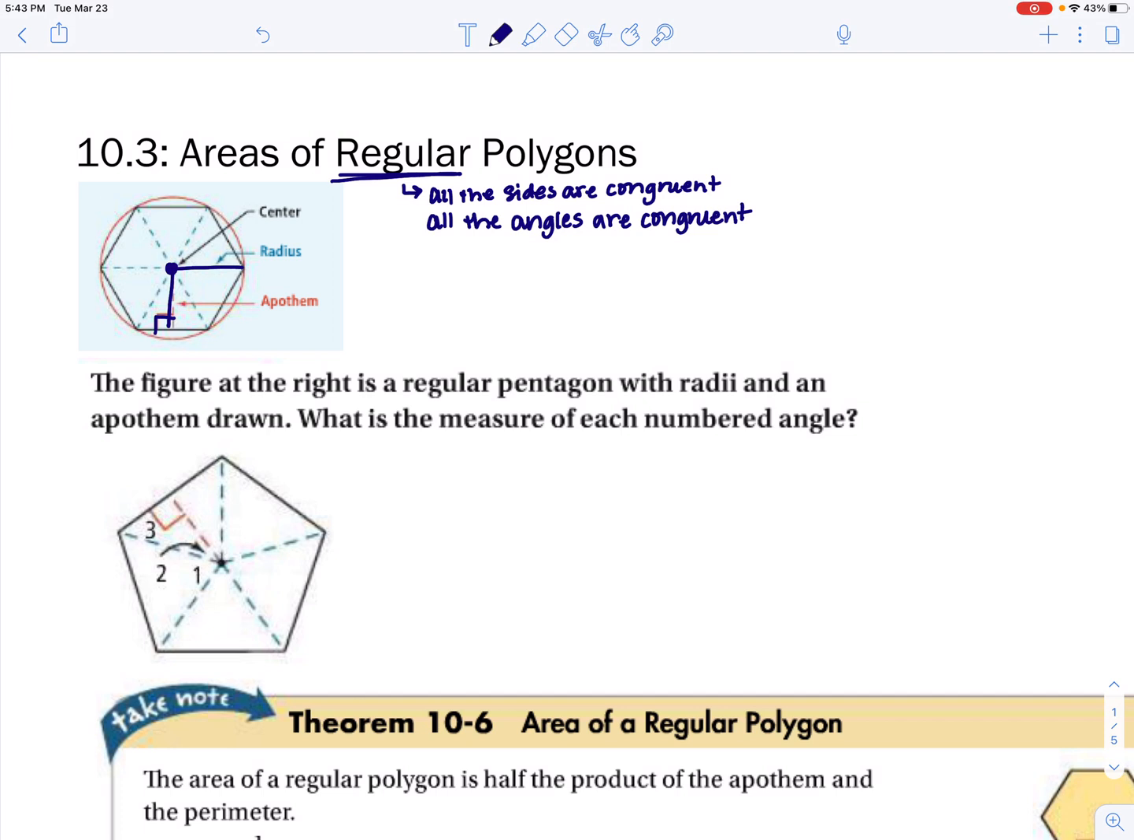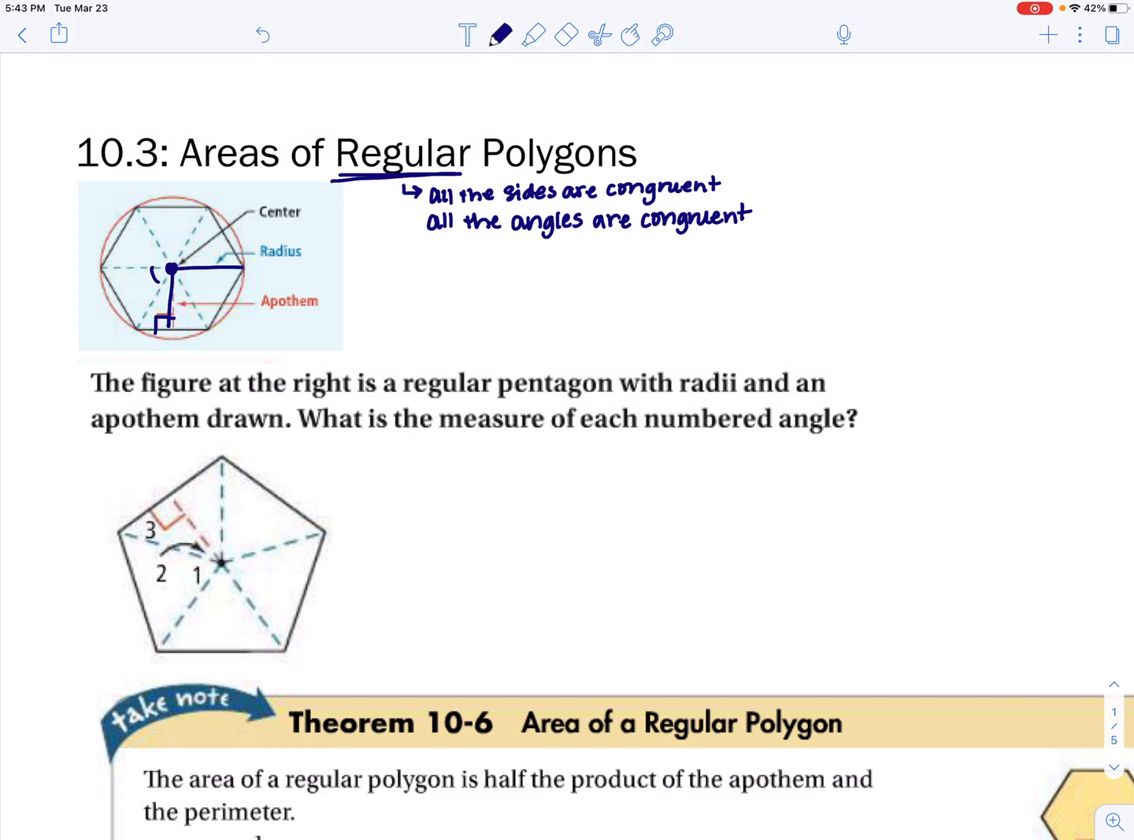Because this is a circle around, it's really the circle is circumscribed around the hexagon. The hexagon is inscribed, and we'll use those words in some future lessons, but just so you kind of know. It all has to do with a circle.